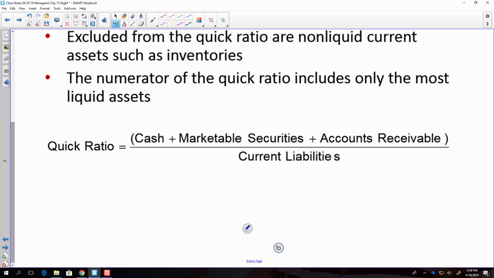So this is a more narrow focus, right? Because remember, inventory is not always easy to convert to cash. But receivables should be, cash is cash already, and marketable securities should also be very quick to turn into cash if we need to. So this is a safer measurement of our current asset to current liability ratio.